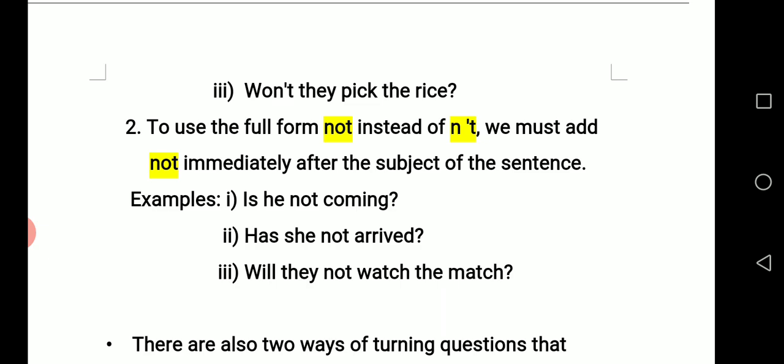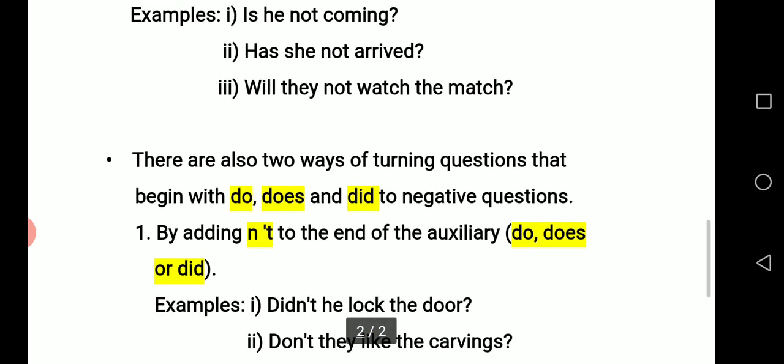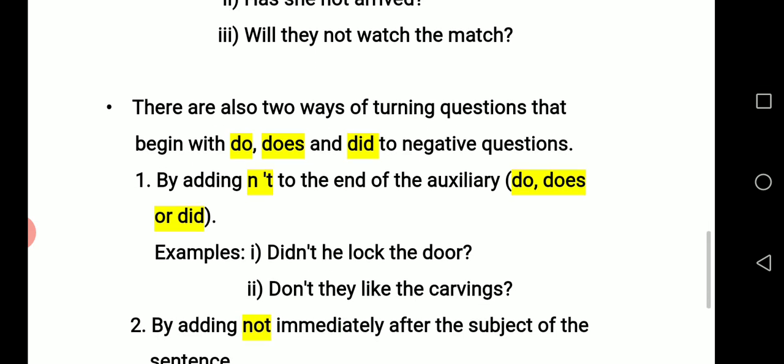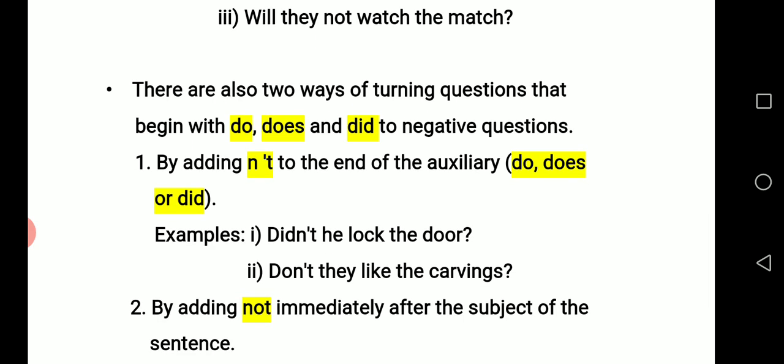If you are using the contracted form, it will be attached to the auxiliary verb. But when you are using the full form of not, it will appear after the subject in the question to make negative questions. There are also two ways of turning questions that begin with do, does, and did to negative questions. One, by adding the contracted form of not to the end of the auxiliary, which are do, does, or did.